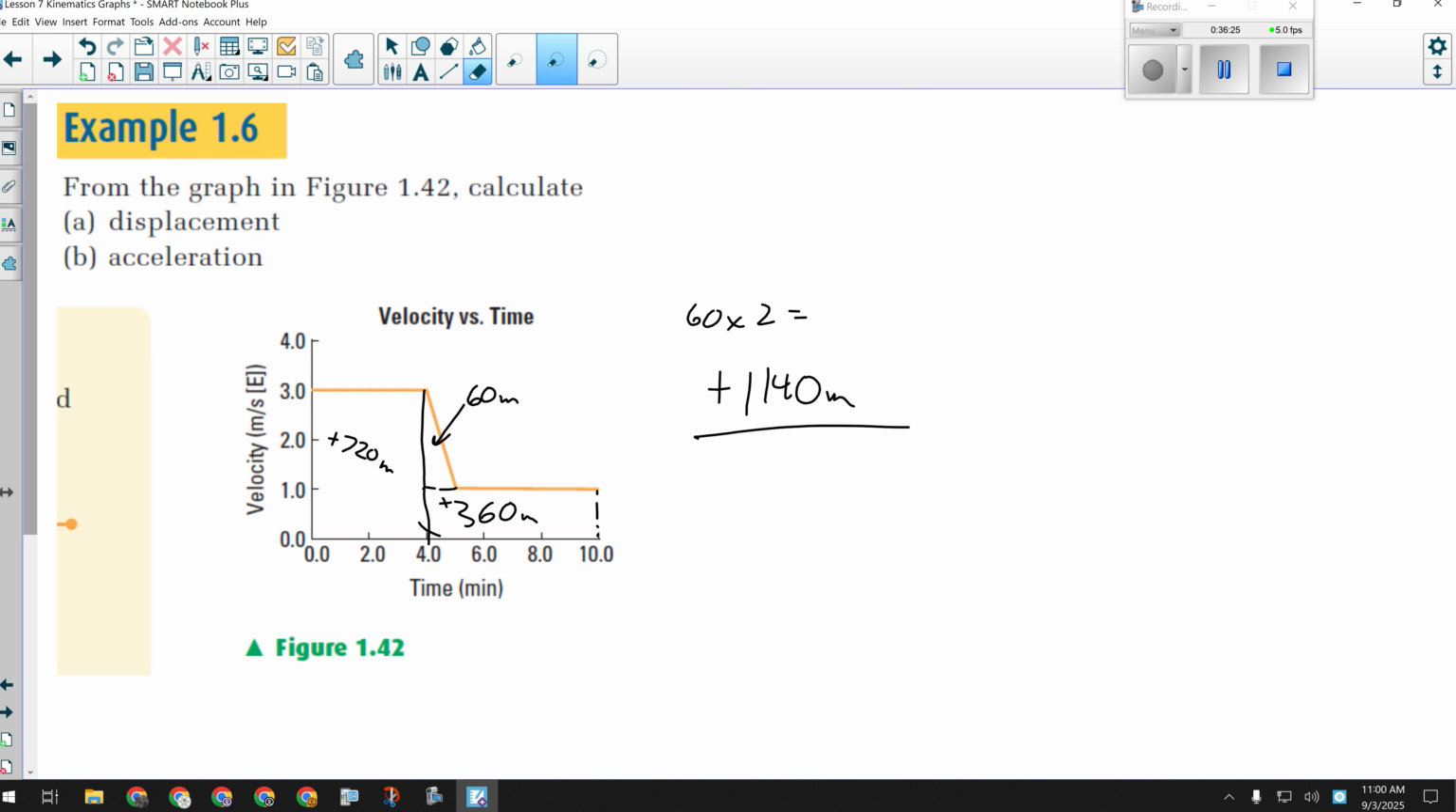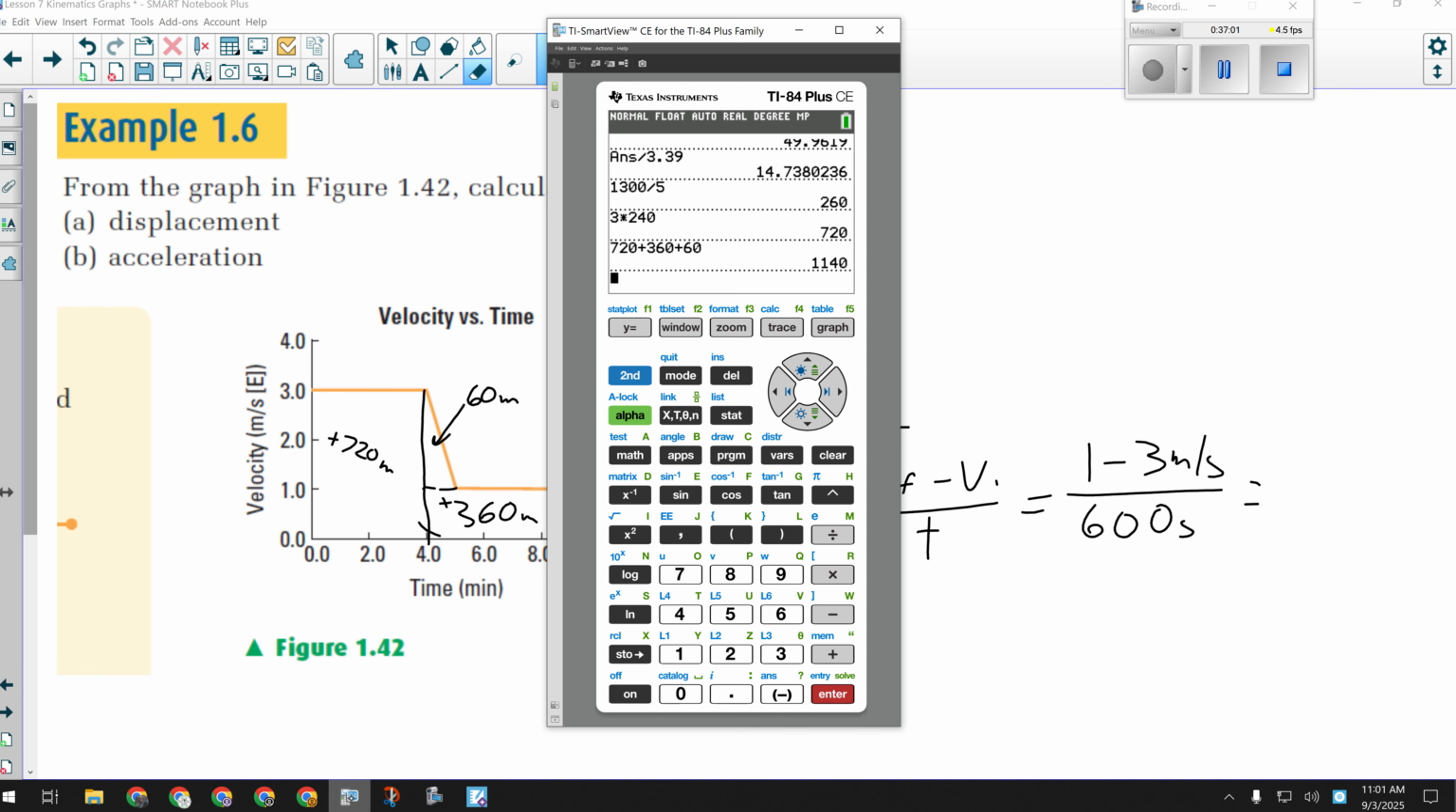Now we want to calculate the acceleration. I can't find slope here because I don't have one single linear function. But I can use that formula because I can read the final velocity, the initial velocity, and the time off of that graph. So final velocity, 1 meter per second, minus the initial velocity, 3 meters per second. Divide that by how long it took. 10 minutes. So that's 600 seconds. So I'm going to have on the top there, -2 divided by 600 seconds.